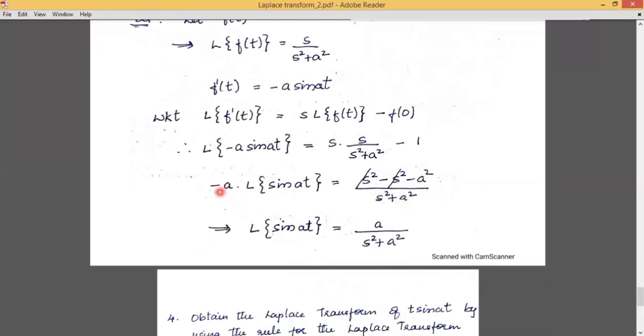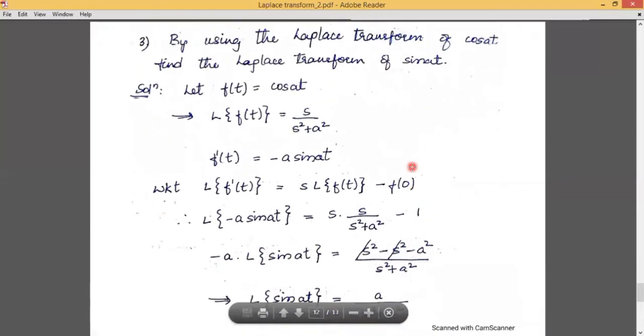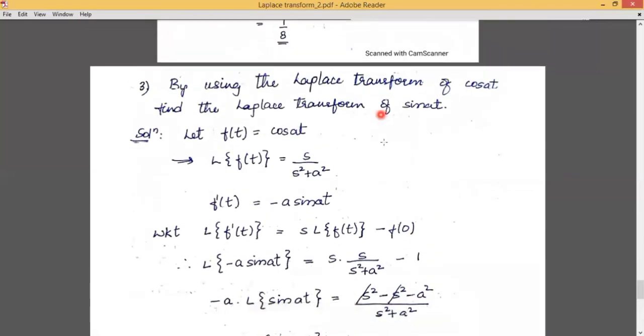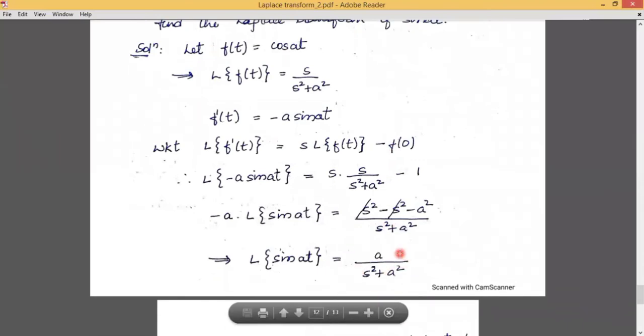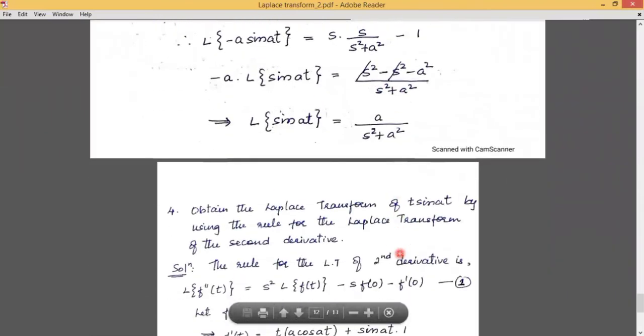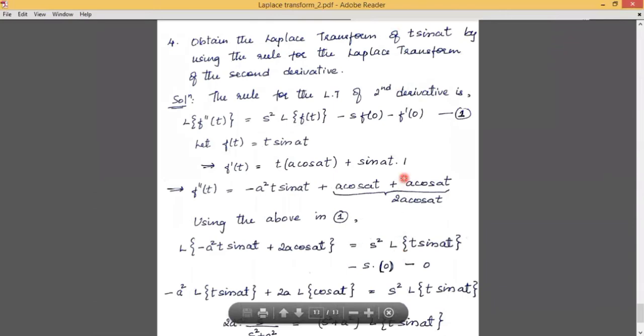But here there is another minus. That minus, this minus will get cancelled and a will get cancelled, and you are left with a by s square plus a square. So actually this is the Laplace transform of sin at, right? So using cos at, this is how we will find the Laplace transform of sin at. Okay. So this is all about this problem. We'll move on to the next one.